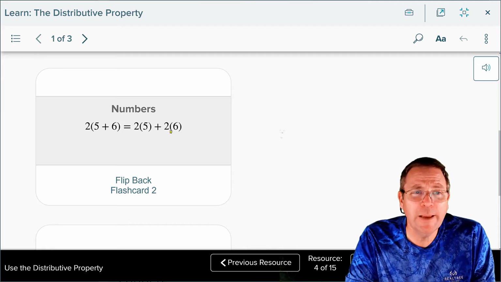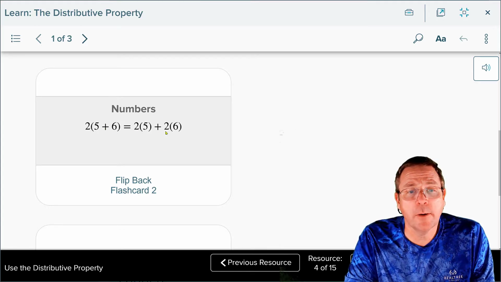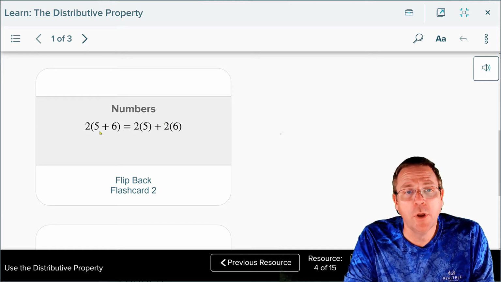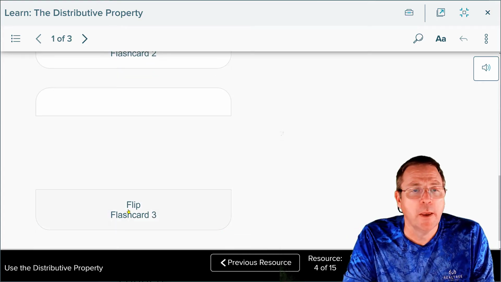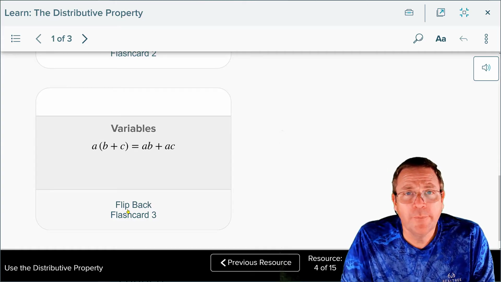It gives you the same exact answer whether you use PEMDAS on the left or you use the distributive property on the right. And this is an example of the distributive property where we distributed the 2 through the grouping symbol, multiplying it by everything that was inside the grouping symbol. Doing it with variables, A times the sum of B and C is the same thing as A times B plus A times C.